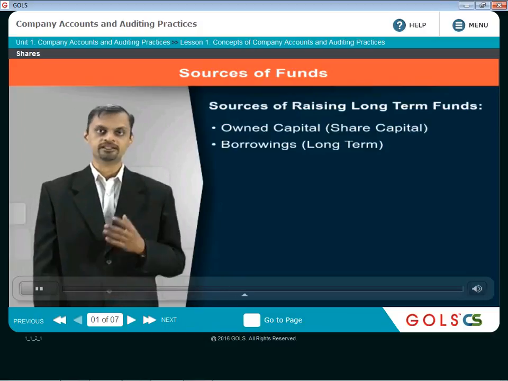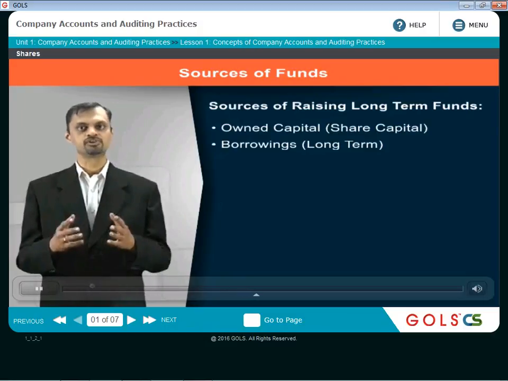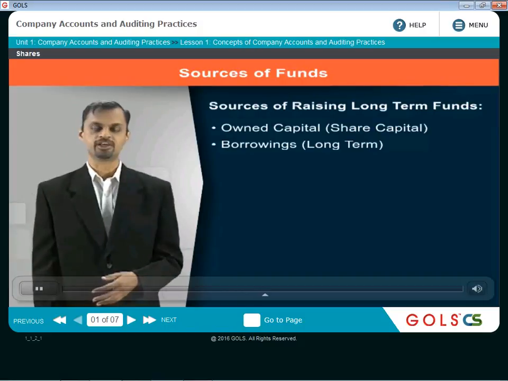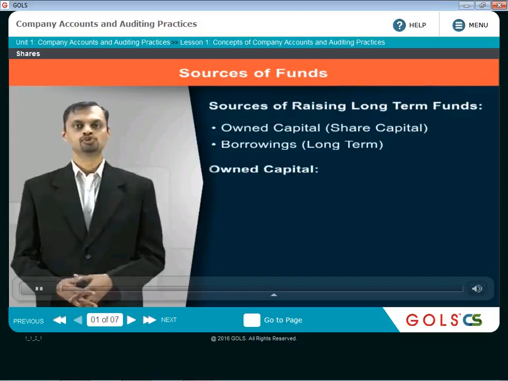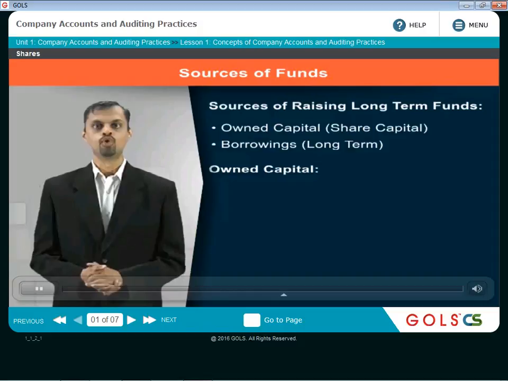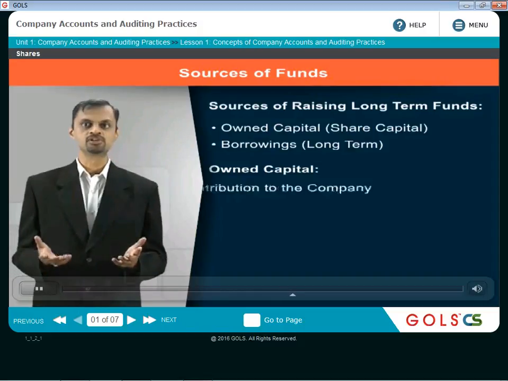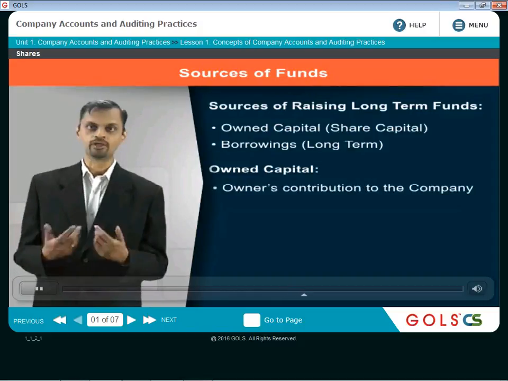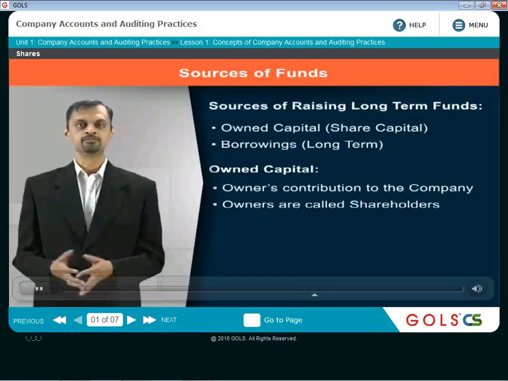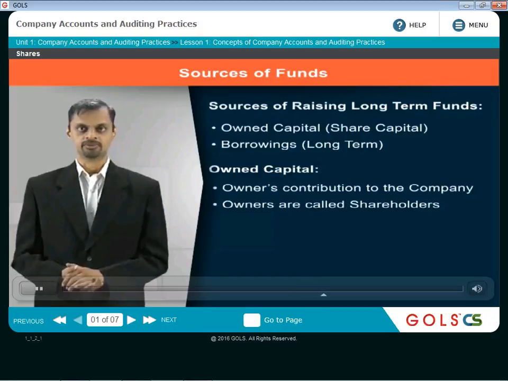In this chapter, what we are going to study is the first one, that is the owned capital or the share capital. So what is owned capital? Owned capital is basically the owner's contribution to the company. That is why it is called owned capital. Owners are nothing but the shareholders of the company. Hence this is called share capital.